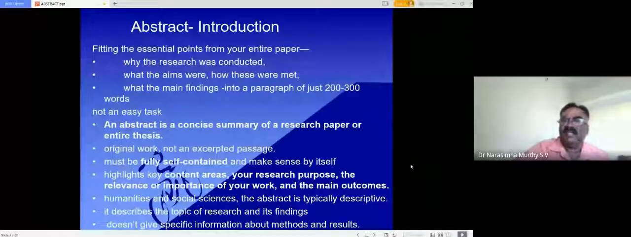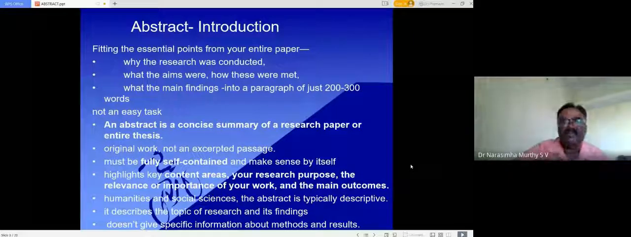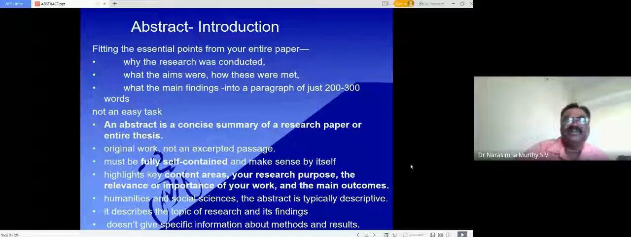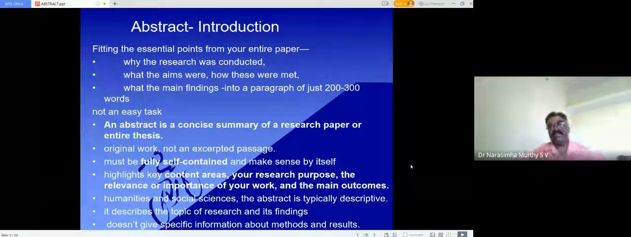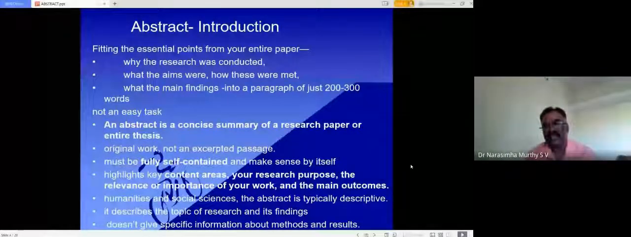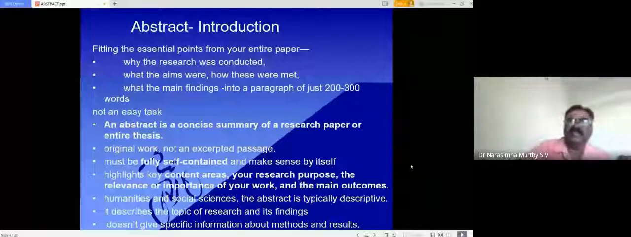It is difficult, but if you practice, if you follow some methodology, if you read something about abstracts, it is not a very difficult one, because your paper itself will tell you how to go about it. An abstract is basically a concise summary of a research paper or entire thesis. And remember, it is a very brief summary of the research paper. Therefore, this is the beginning of our writing an abstract.